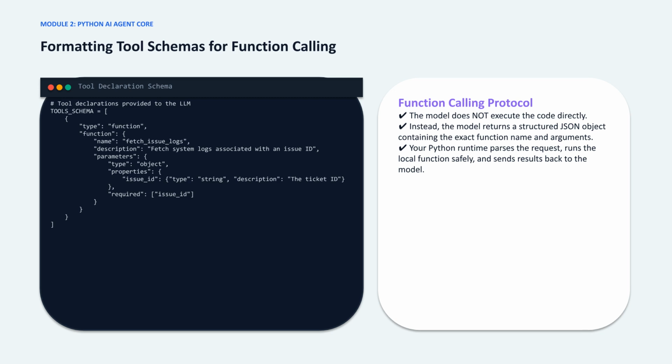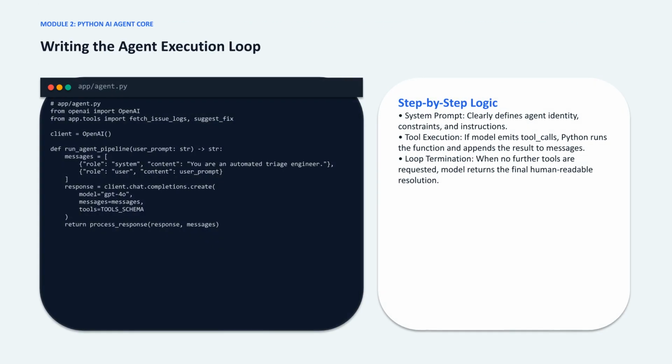When defining your tool schema for function calling, remember that the LLM does not execute your code directly. It simply returns a structured JSON object. Your local Python runtime is responsible for parsing that request and executing the logic. Your execution loop is the heart of the agent. By using a system prompt, you define the agent's behavior. The loop continues until the model determines that no further tool calls are required to reach a final resolution.